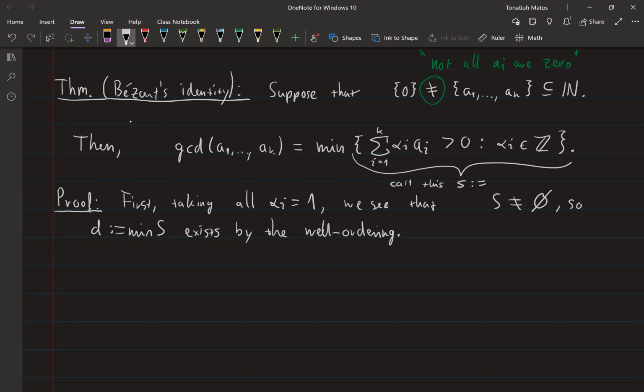Okay, so let's call the smallest element D. We want to show that D is the greatest common divisor of all these numbers. So it seems like there are two things to verify. First, we show that D is a common divisor of a_1 through a_k, all these numbers. And then we show that it is the greatest common divisor. Now, why would that be true? Does anyone have an idea?